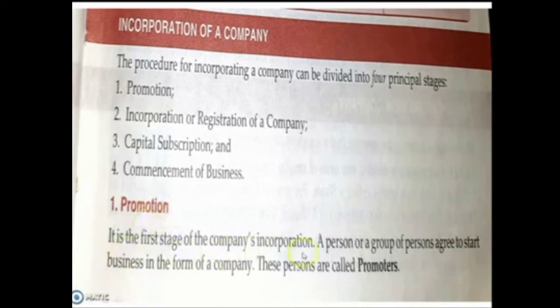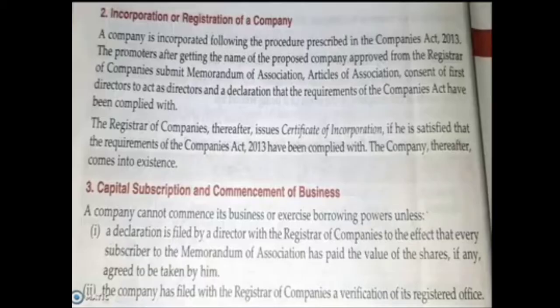It is the first stage of the company's incorporation. A person or a group of persons agree to start a business in the form of a company. These persons are called promoters. So some group of people come together and make a decision to form a company, and they are known as the promoters of the company.